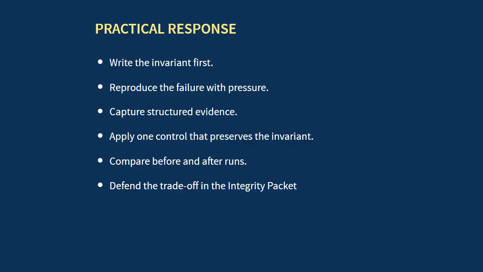Here is the workflow I want you to use. Write the invariant first. Reproduce the failure under pressure, not just in a happy path test. Capture structured evidence. Apply one control and compare the before and after runs. How would I prove the fix actually changed the outcome? By keeping the failing scenario stable, rerunning it after the redesign, and showing the evidence of the difference.